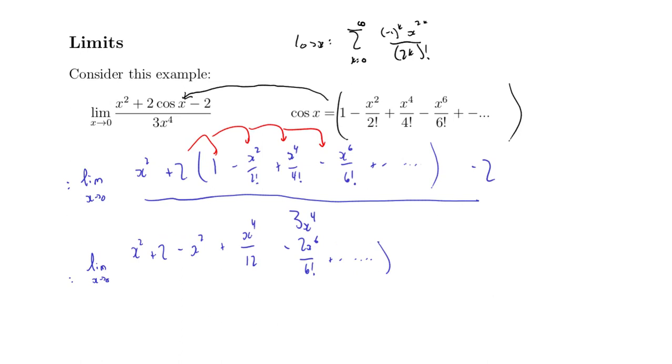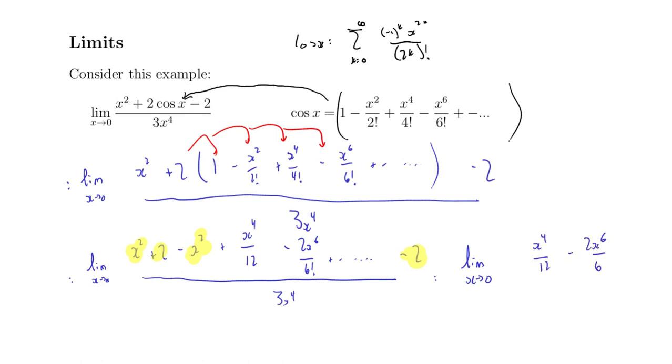There. And then I've got a minus 2 at the end. And that's all over 3x to the 4. Notice x squared minus x squared, 2 minus 2. Those things are just going to go away. So this is really a limit as x goes to 0 of x to the 4 over 12 minus 2x to the 6 over 6 factorial plus minus forever over 3x to the 4.